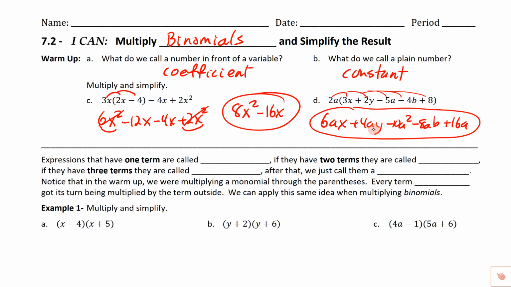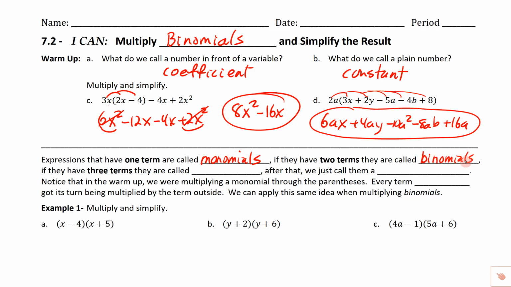So let's go ahead and take a look at what we've got here. Quick little paragraph here talking about what we call expressions. So if expressions have one term, then they are called a monomial. Monomial. Expressions that have one term are called monomials. If they have two terms, they're called binomials.